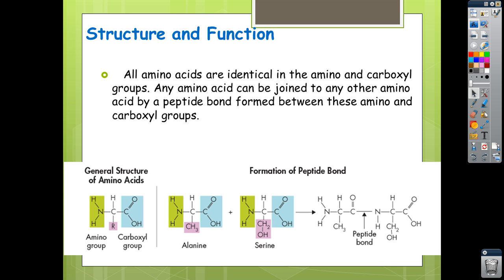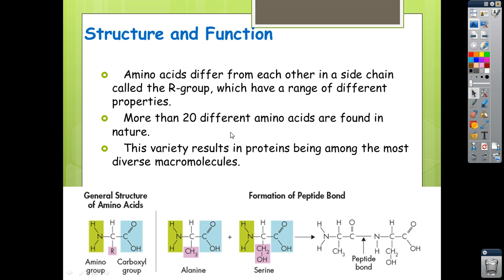So, again, I mentioned this earlier, but the amino acids are joined together by a peptide bond, and just remember that the amino groups and carboxyl groups are always the same in them. We have more than 20 different amino acids found naturally. Our body also helps in the synthesis of amino acids as well. Where the amino acids differ is in the side chain.